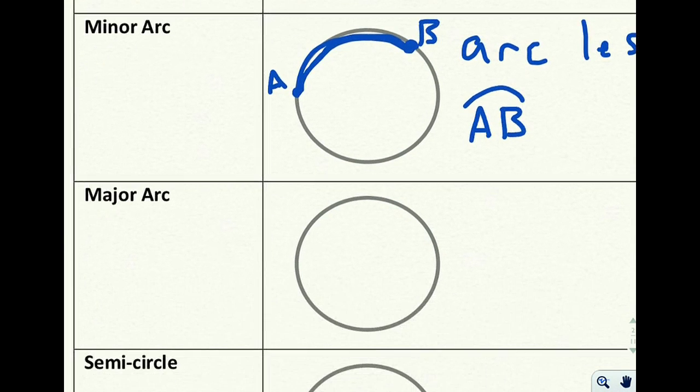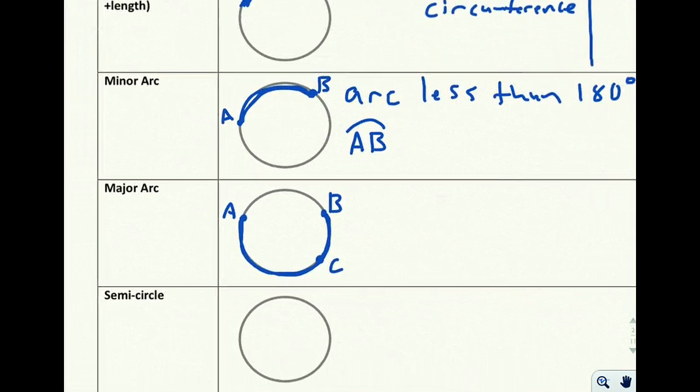Now a major arc, on the other hand, similar idea, but now we're talking about a much longer distance. So let's actually clarify that by going the other direction. So we'll give it the same endpoints, A and B, just like we had before. But this time, we're going to throw in an extra point over here because we're going the other way. A major arc is an arc more than 180 degrees.